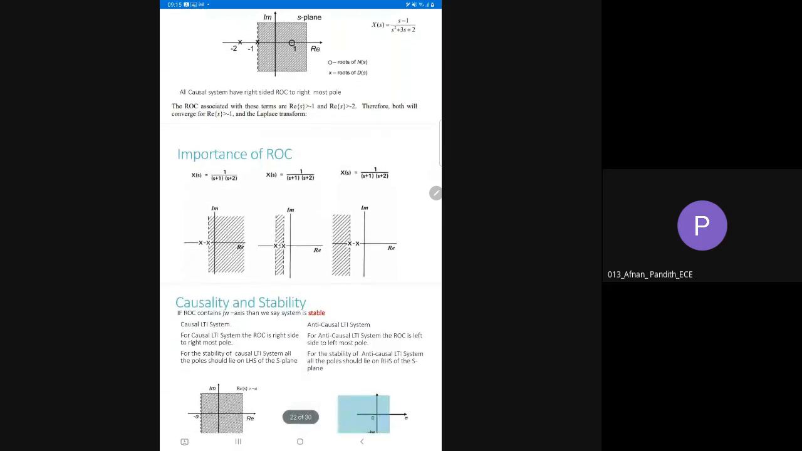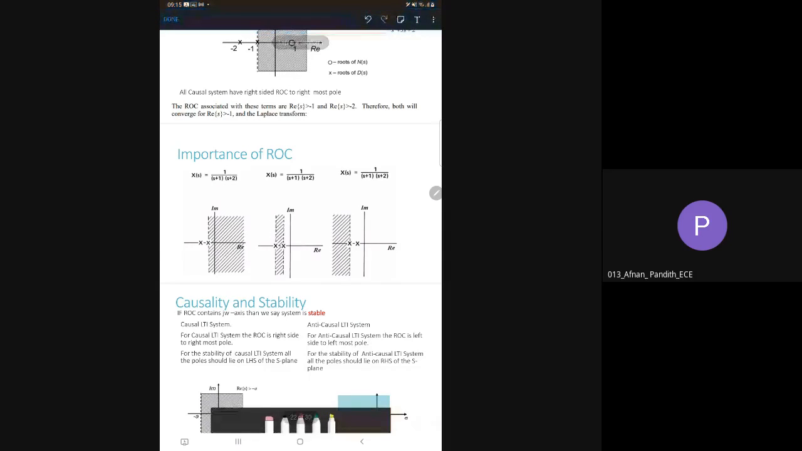ठीक है. अब देखिए कभी कभार what is this importance of region of convergence? Sometimes region of convergence can be in this form. जैसे पहला है हमारा, इसमें अगर आप देखोगे, you have region of convergence to the right of the rightmost pole, and the imaginary axis is within the region of convergence. Sometimes region of convergence can be between two poles, only between two poles. It is in the form of a strip.